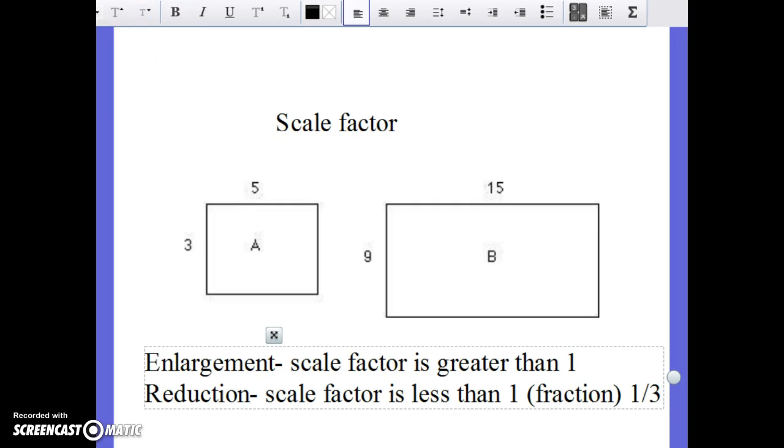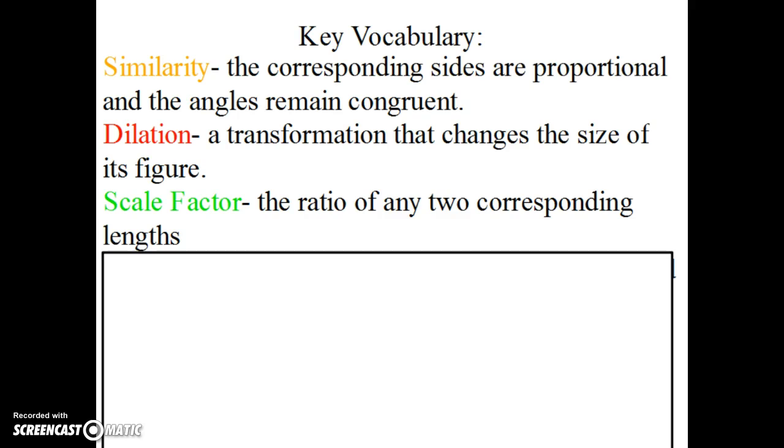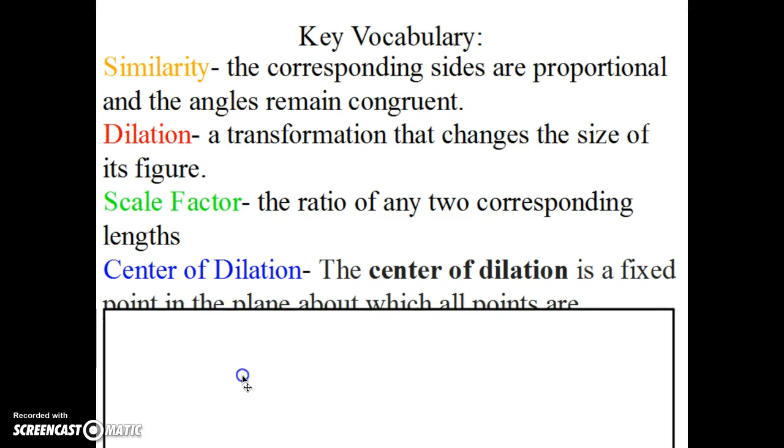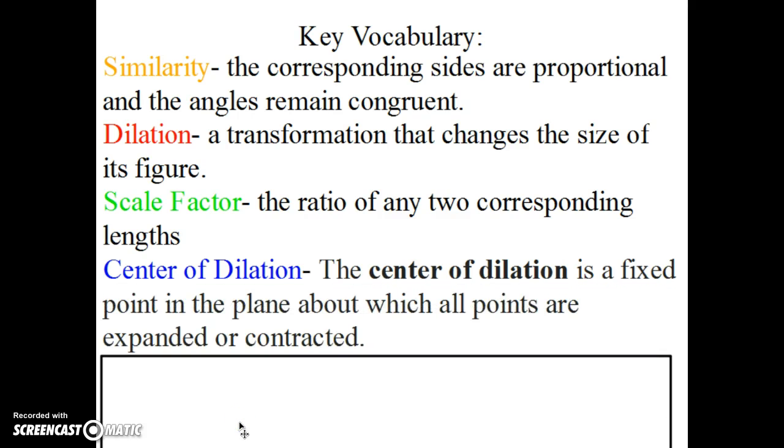Alright, and our last one that we're going to talk about is center dilation. Sorry about that. Center dilation is a fixed point on a plane about which all points are expanded or contracted, which means that it's going to get either further away from the center dilation or even closer to the center dilation. It's going to enlarge your picture or it's going to reduce your figure or picture.